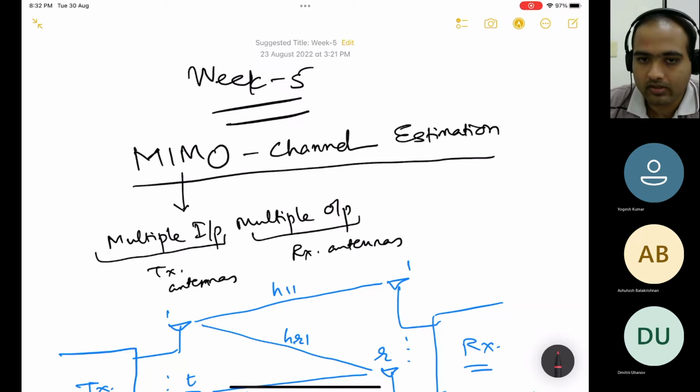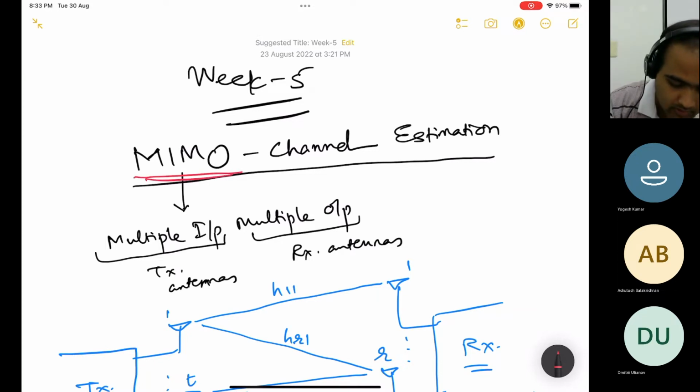And today we will be discussing the MIMO channel estimation. In last class, we discussed the multi-transmitter single receiver antenna setting. And in today's class, we will discuss a multi-transmitter, multi-receiver antenna, which is the MIMO, multiple input, multiple output. And further, we will discuss the channel equalization, why channel equalization is needed in wireless communications.